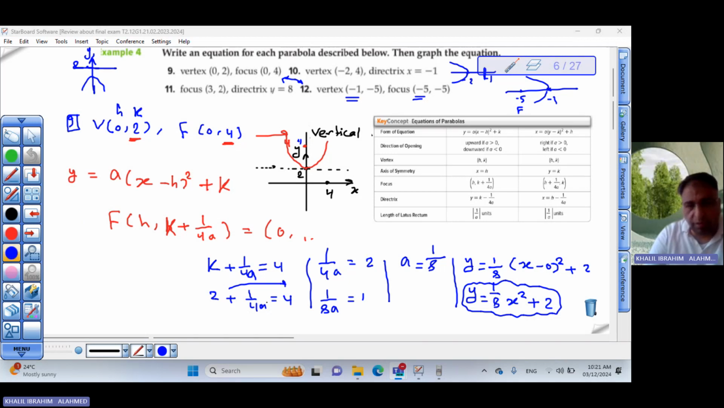Finally, just substitute in this equation. Okay, 1 over A, x minus 0 squared plus K, which is 2. This is the final answer. Okay, good.